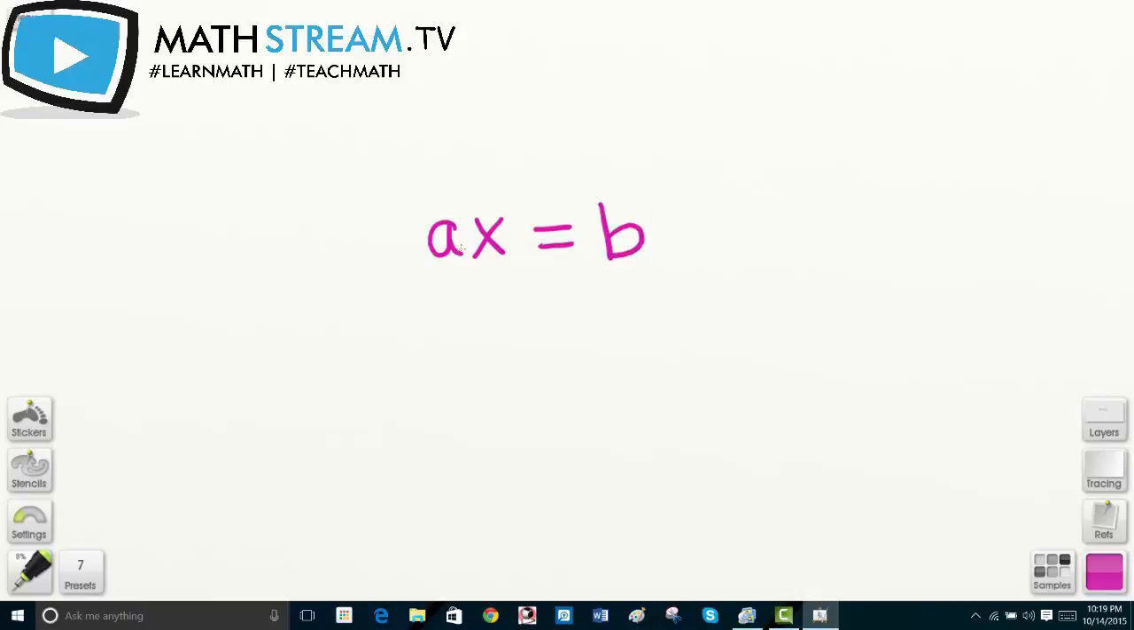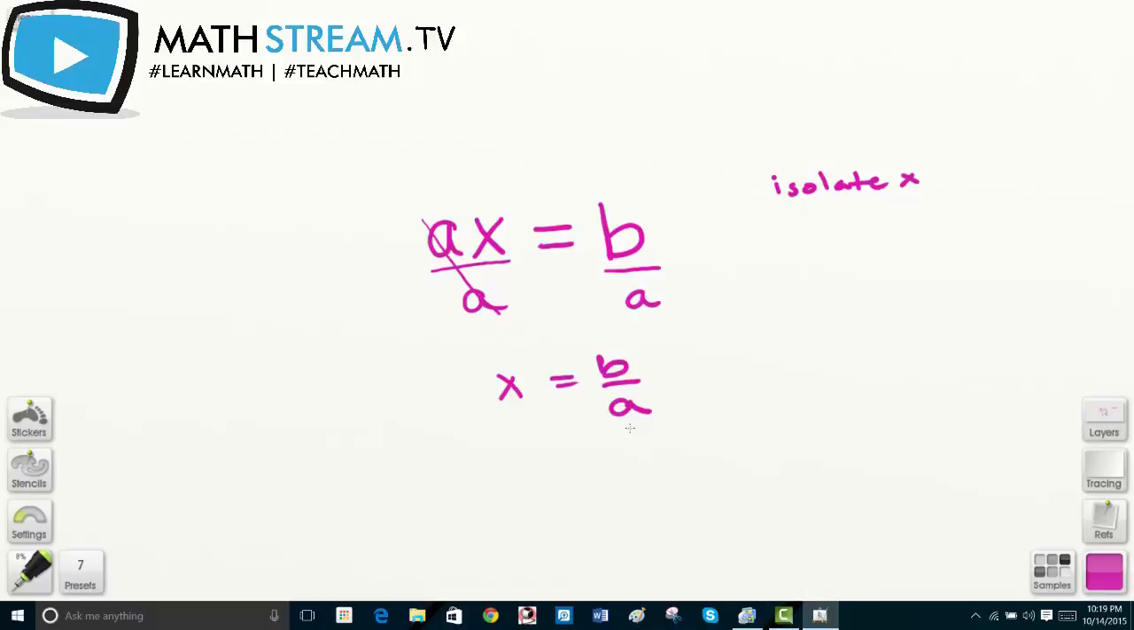So that's my really simple equation. b and a could be any number value, and here we have x times a, the coefficient, should equal b. Now if I was asked to isolate x, what I would do is divide both sides of the equation by a. And that would cause the a's to cancel, and we would get x equals b over a. So that's pretty straightforward.